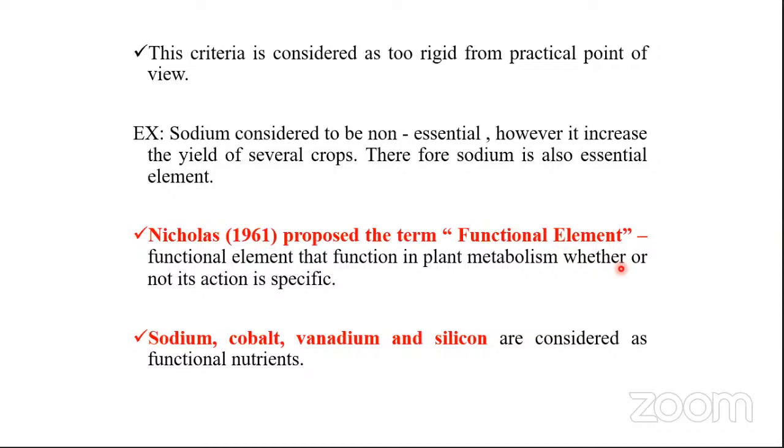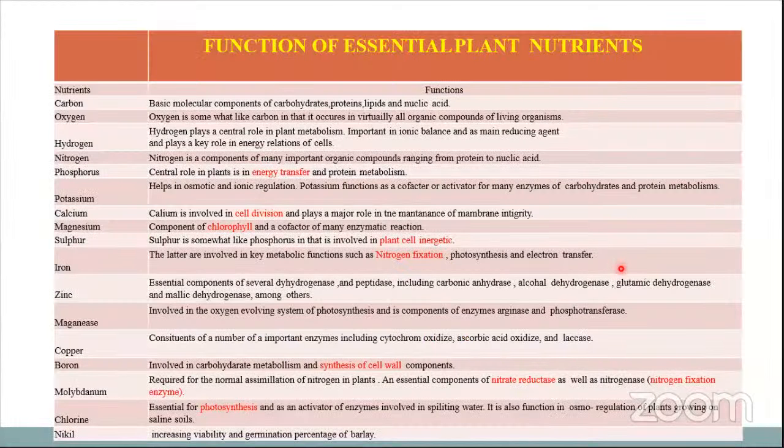So, the functional essentiality of the nutrients: you can see here I've given a list. Carbon, you can see the functions. It forms the basic molecular structure and gives energy, occurring in organic compounds of organisms. Nitrogen is an integral part of most of the amino acids, proteins and nucleic acids. Phosphorus is the energy currency, where mostly energy transfer takes place. Potassium plays a major role in osmotic regulation.